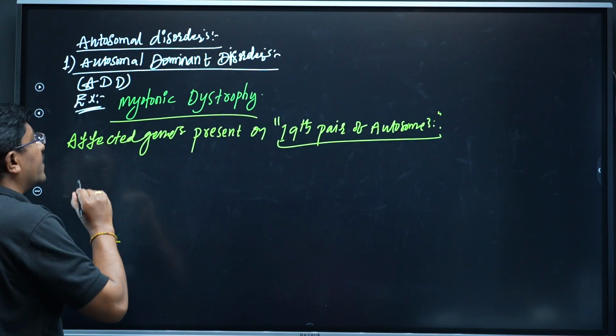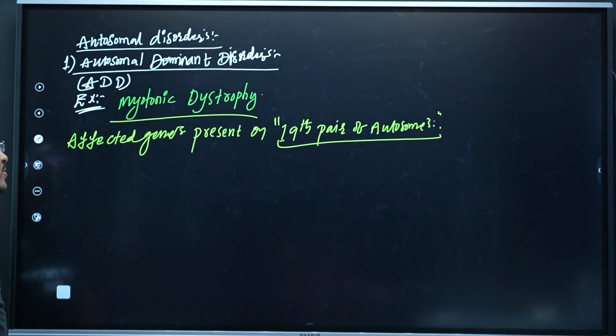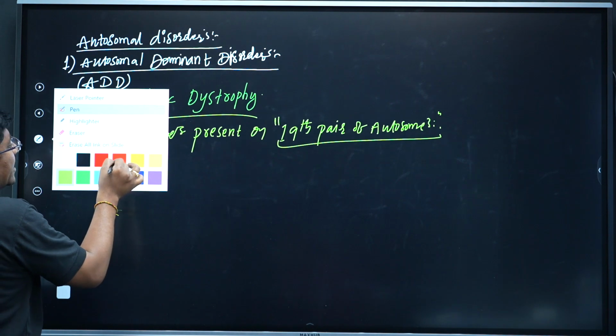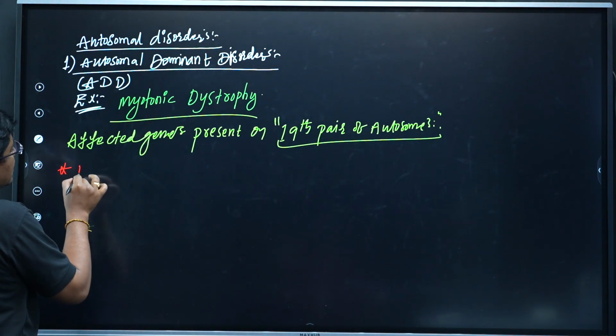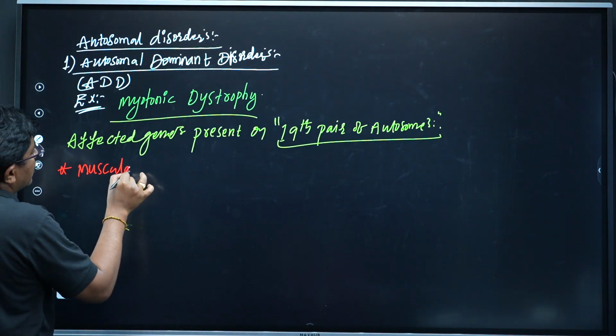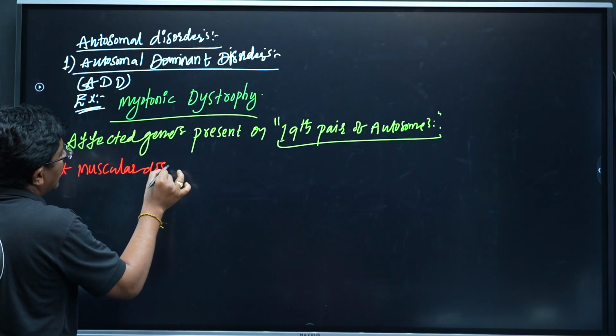Okay, see, then first I'll explain about the mind. See, this myotonic dystrophy is one of the muscular diseases. It is one of the muscle or muscular diseases or disorders.